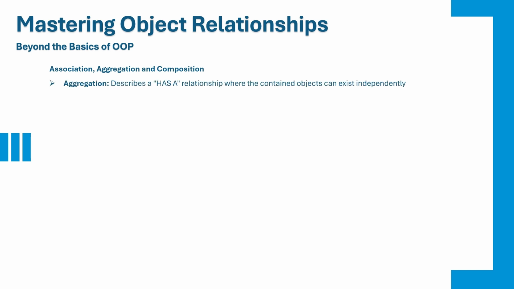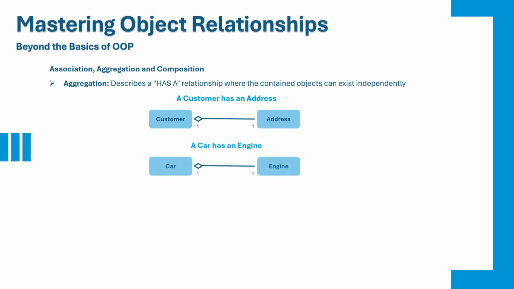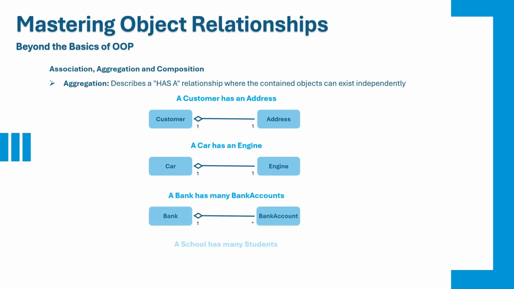Aggregation is when one object is made up of other objects, but those objects can exist independently. This is commonly referred to as a has-a relationship, in contrast to the is-a relationship we saw with inheritance. For example, a customer has an address, or a car has an engine. It's important to note that has-a can also mean has many, such as a bank has many bank accounts, or a school has many students.